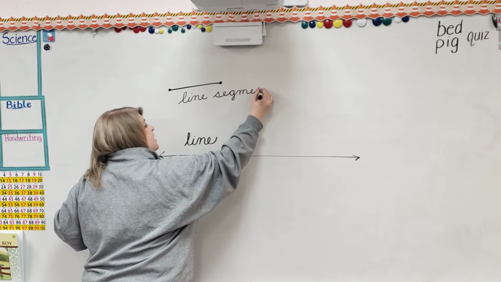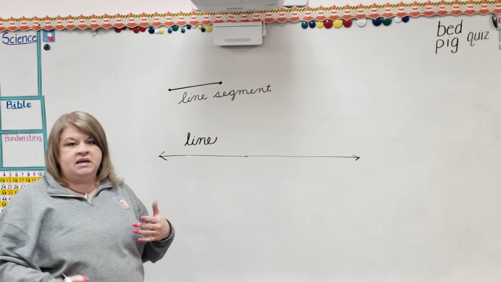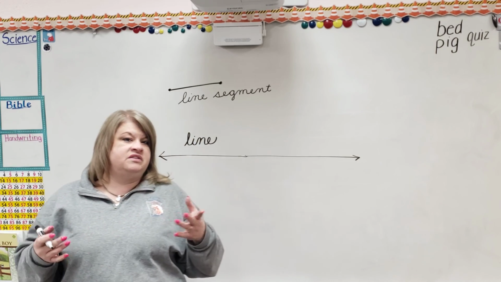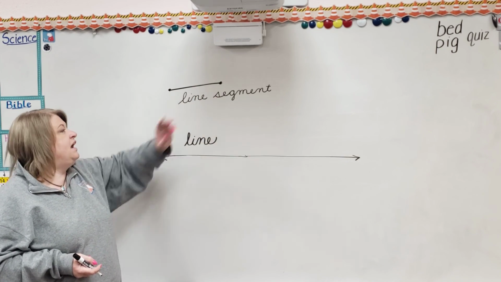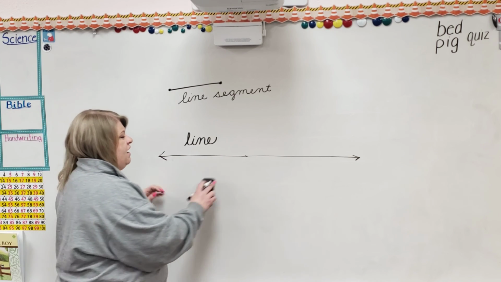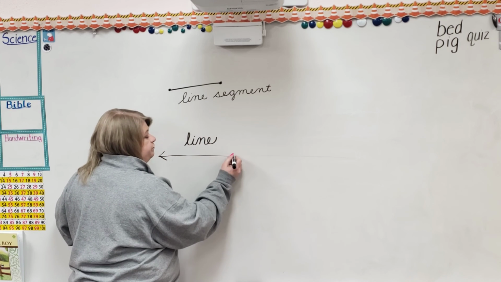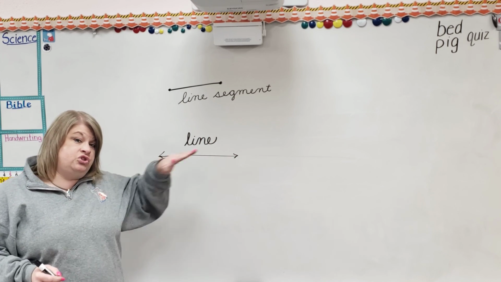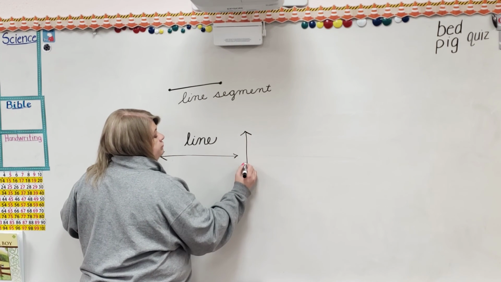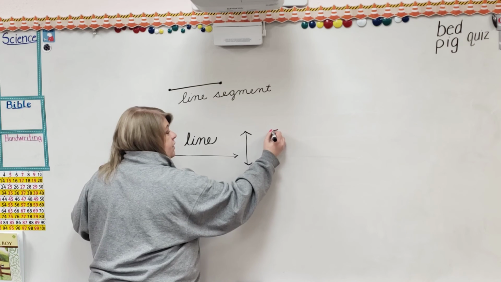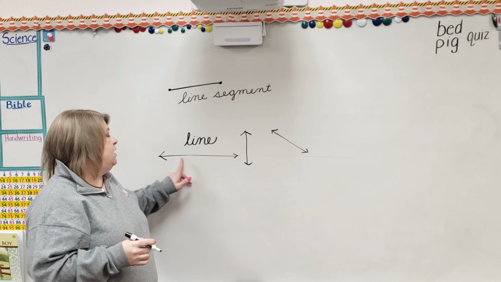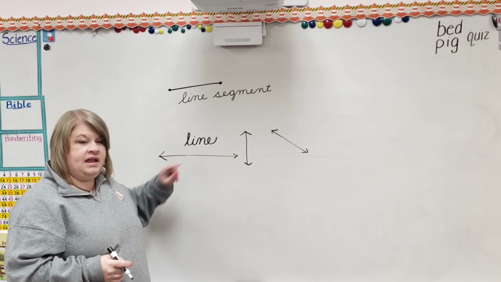A line segment. You may have heard the word segment in talking about insects. They have different segments in their bodies, different parts of them. This is a part of a line. We call that a line segment. This is a line. This is a line segment. Does the line have to be this long? Nope. Does this line have to go straight horizontally? Nope. Guess what? This is a line. You know what else is a line? That way. It doesn't matter. You can make it go any direction. If it has arrows on the end, we call it a line.